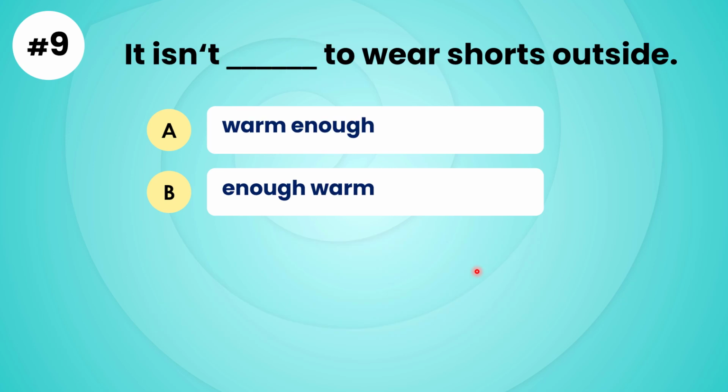Number 9. It isn't to wear shorts outside. A, warm enough, or B, enough warm. The correct answer is A, warm enough. It isn't warm enough to wear shorts outside. Adjectives and adverbs come before enough.